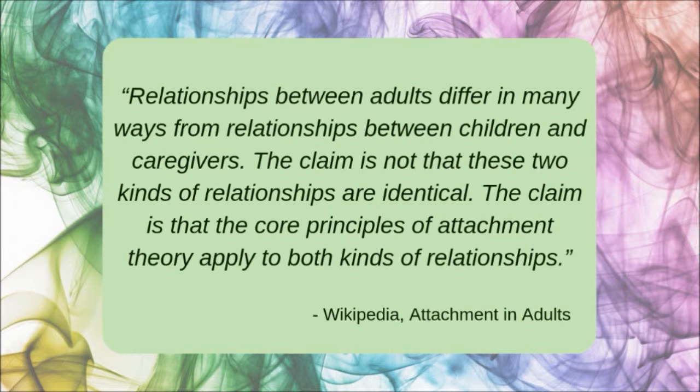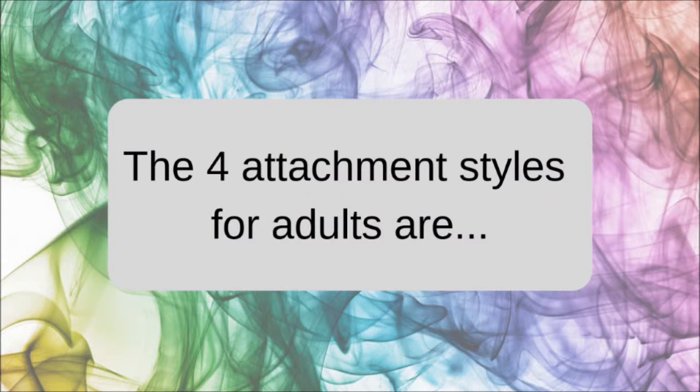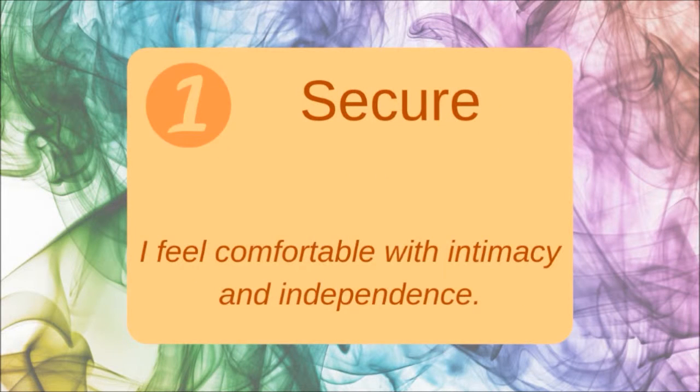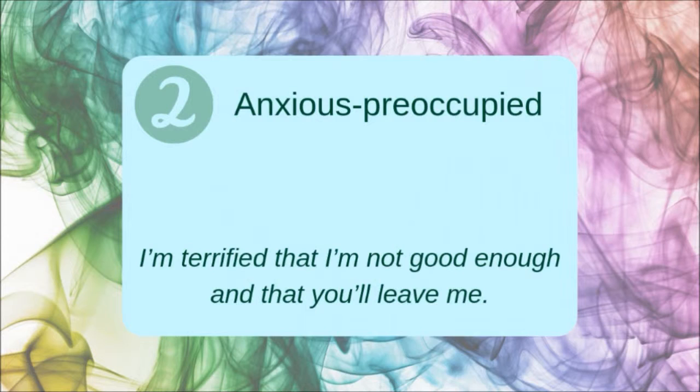The 4 attachment styles for adults are: Number 1, secure. I feel comfortable with intimacy and independence. Number 2, anxious, preoccupied. I'm terrified that I'm not good enough and that you'll leave me.